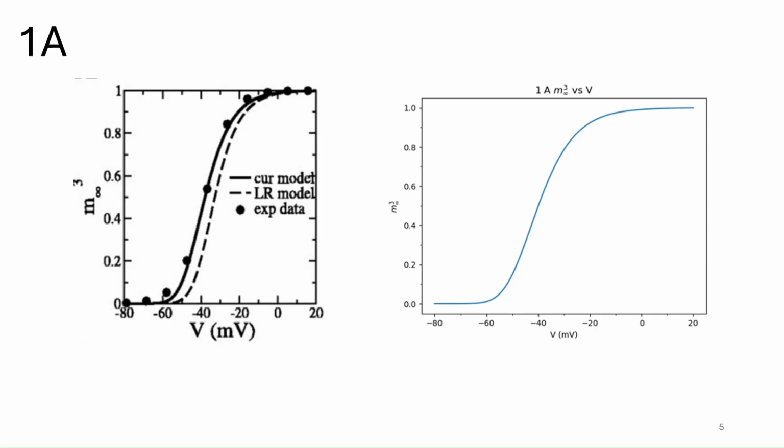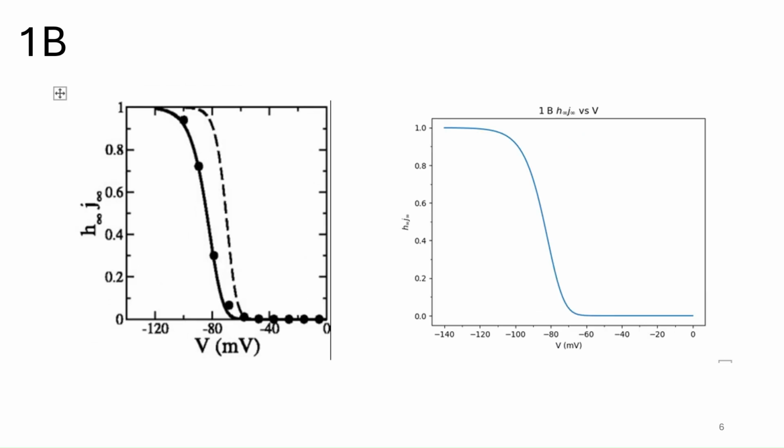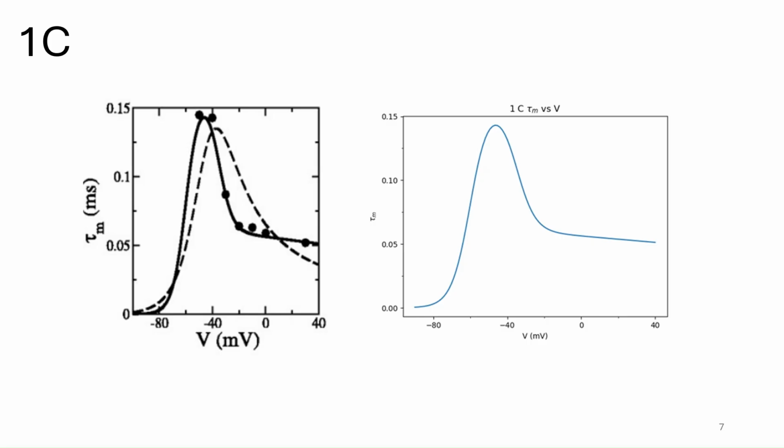The first few figures show how the parameter values vary with potential. This is the activation with change in voltage. This is figure 1a as shown here, and I simulated this figure. It shows activation increasing with increasing voltage. This is the inactivation, and it is also matching clearly. These are the time scales, the time constant for activation. It shows an increase and thereafter it decreases.